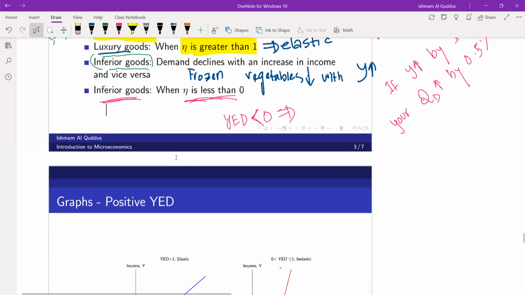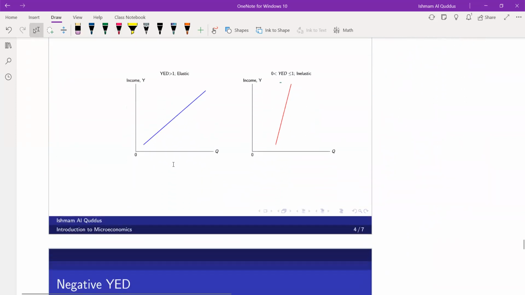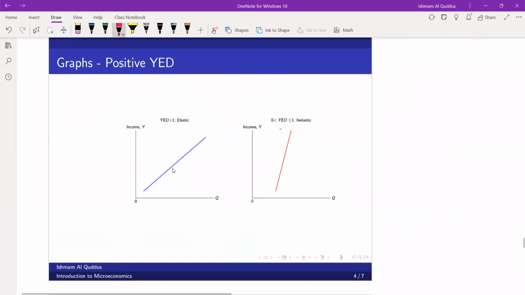So the graphs of these different types of values are presented here. I've illustrated a few of those, for example, YED greater than 1, elastic. Remember I told you, luxury goods, elastic. And when we are talking about a YED value between 0 and 1, that is inelastic, because necessary goods, right?